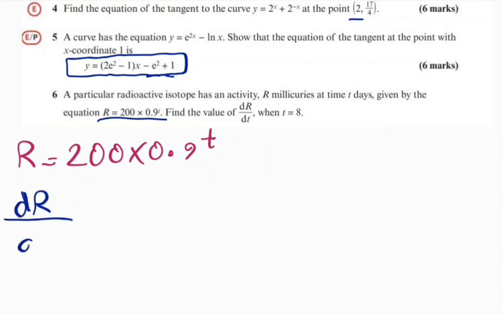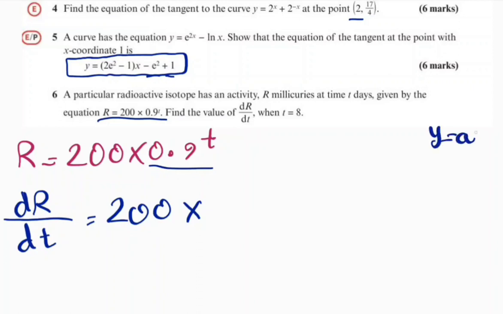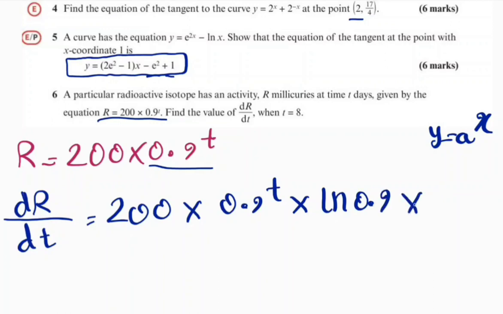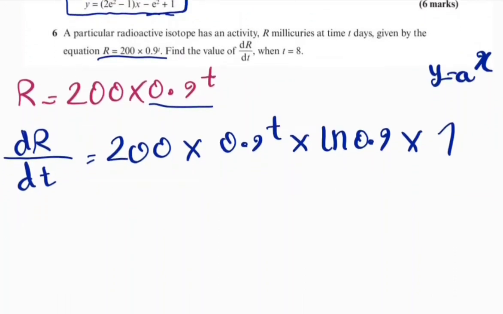dR/dt is equal to, so 200 is a constant and we keep that. So this is a function of this type, y is equal to a to the x, and we can differentiate that quickly in only 3 steps. As usual, we start by writing down the function again, times the natural log of the base times the derivative of the power, in this case is 1. This is our derivative, and now we need to work out the value of dR/dt when t is equal to 8. So we just need to substitute t into here.